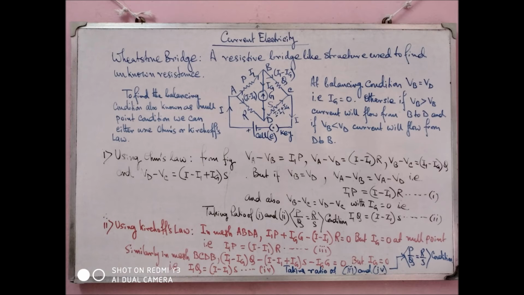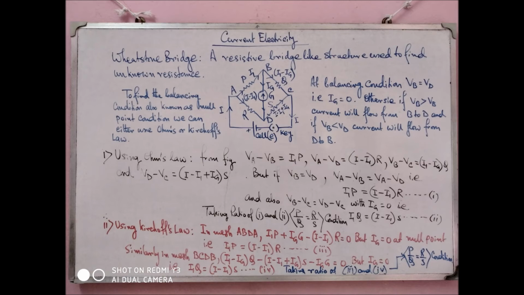Now we are getting two equations, and if I take the ratio of these two equations, just go through the mathematical steps. No concept is there, just mathematical steps. It will come P by Q equal to R by S. So this is the null point condition of the Wheatstone bridge. That means the ratio of P and Q should be same as the ratio of R and S. Clear?